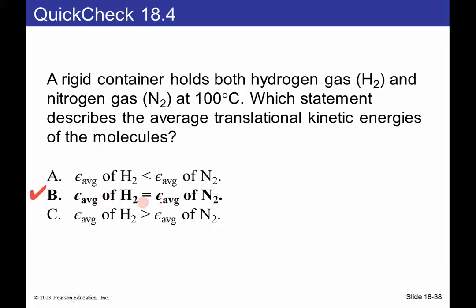They would be equal, right? They would be equal because E average is 3/2 kB T. It only depends on the temperature. Remember, E average is equal to 1/2 m v RMS squared. So what this means is that the nitrogen is going to be moving slower than the hydrogen at this temperature, but they are both going to have the same average kinetic energy.